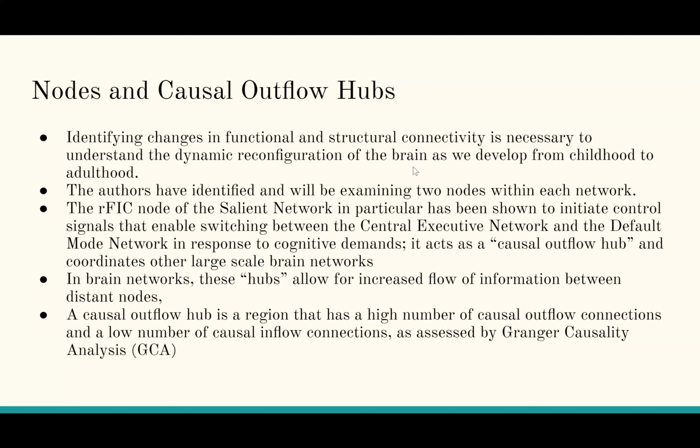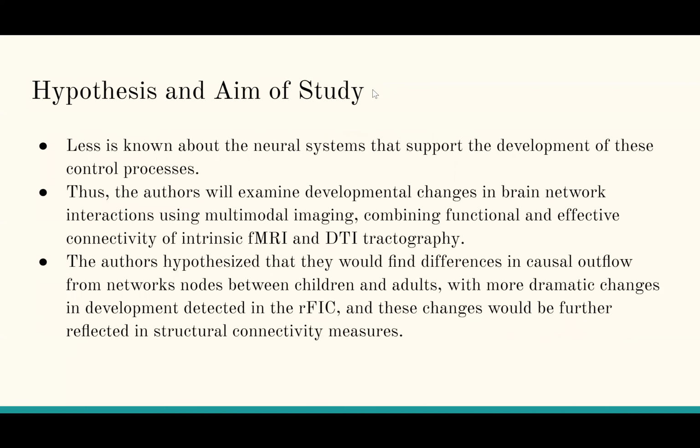Basically, there are some gaps in the literature, and less is known about the neural systems that support the development of these control processes. So the authors are going to examine developmental changes in brain network interactions using multimodal imaging, combining functional and effective connectivity of intrinsic fMRI and DTI tractography. Diffusion tensor imaging, or DTI, studies have actually shown that anisotropy increases and overall diffusion decreases with age. That's what previous studies have shown.